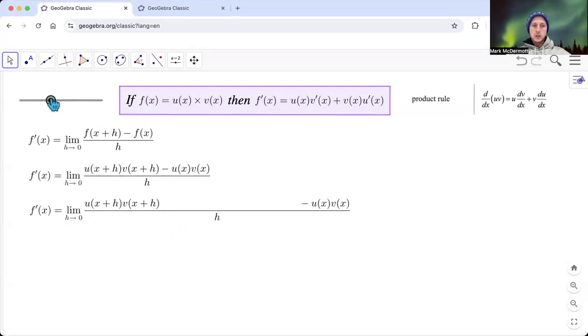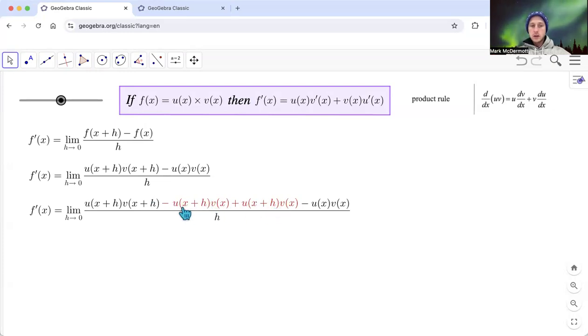So what we're actually going to do here is the following. We're going to subtract u of x plus h times v of x and then add u of x plus h times v of x. Hopefully you realize that that is essentially adding 0. I haven't changed anything there. This all equals 0, so I haven't changed the previous line. We're just doing this strategically.